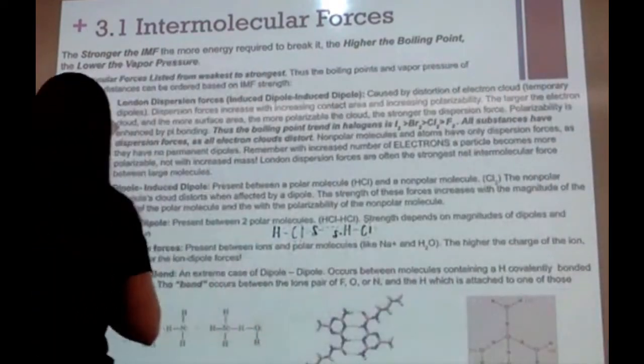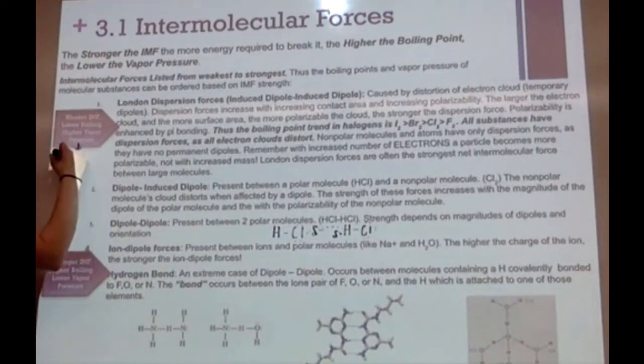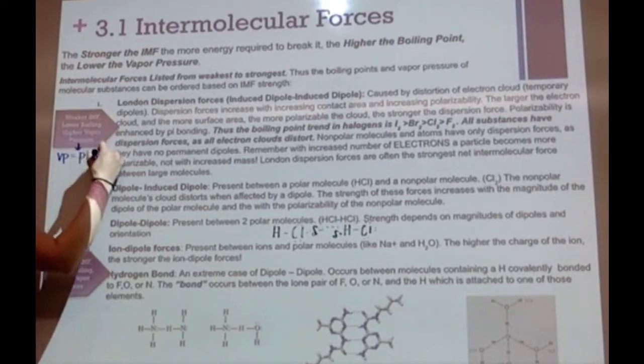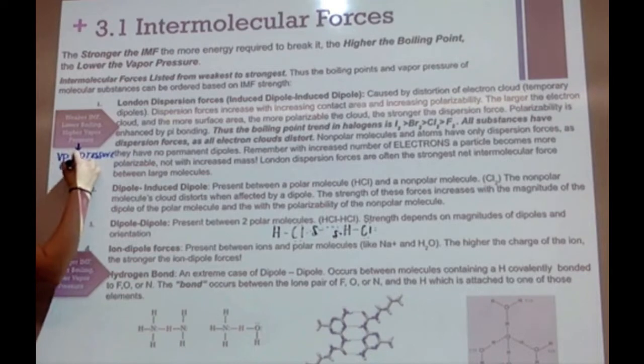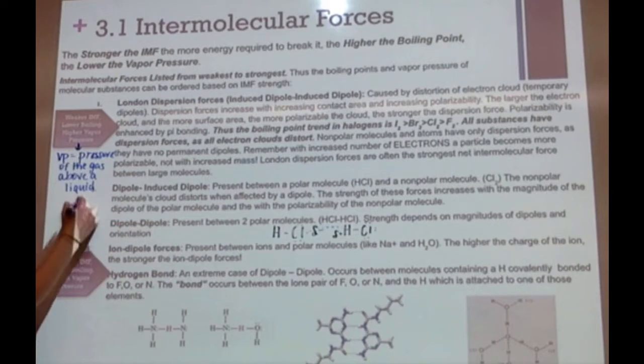For those that need a quick refresher, vapor pressure is the pressure of the gas above a liquid. The question that we think about with vapor pressure is, let's say we have an Erlenmeyer flask and we have a liquid in here. How easy is it for all of these liquid molecules to escape and become a gas? Well, that's based on the strength of intermolecular forces.